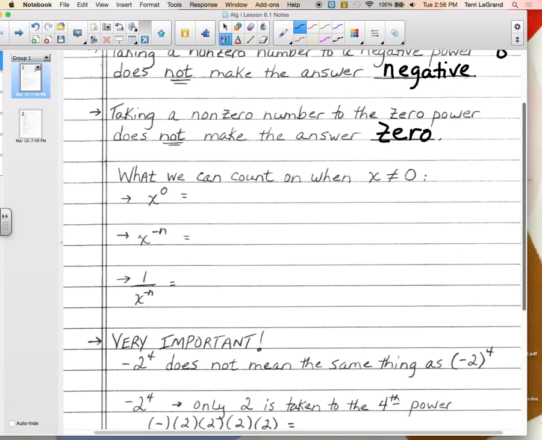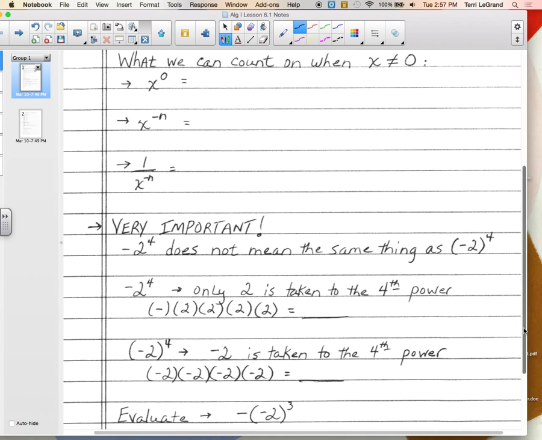How about a negative number? Anybody try that? What's negative 3, in parentheses, to the 0 power? Is it negative what? 1. It's 1. Anything except 0 to the 0 power will be 1. Even if you take a negative number to the 0 power, it's going to turn out to be 1. Okay, so then that means there's some rules we can count on all the time.